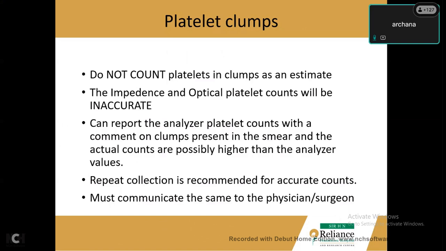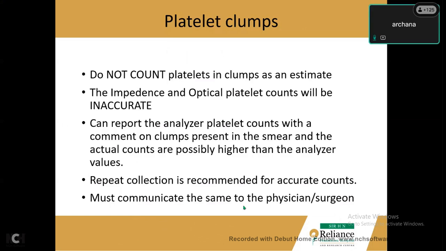Also remember that if they're insisting that the report has to be generated, and even the citrated sample contains clumps and it's not getting corrected, you can release an analyzer count, but definitely mention in your comments that the actual counts may be higher than the counts provided by the analyzer, since platelet clumps are present and an accurate count cannot be provided at this point. We would need a repeat collection.